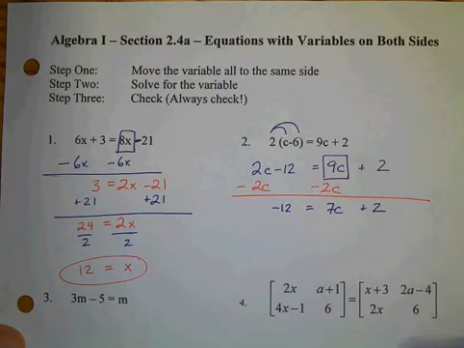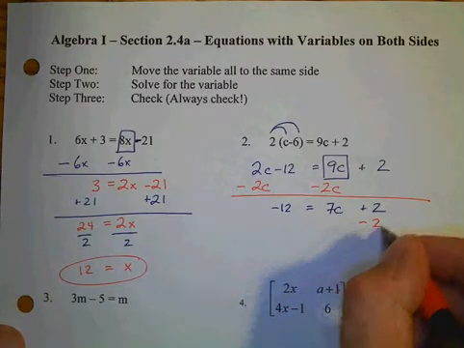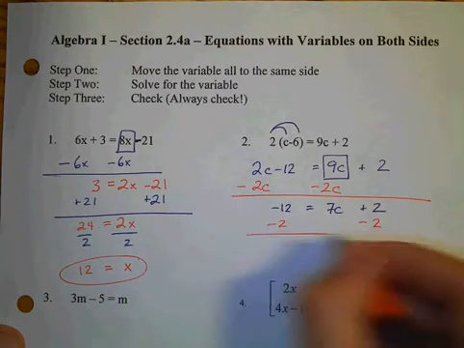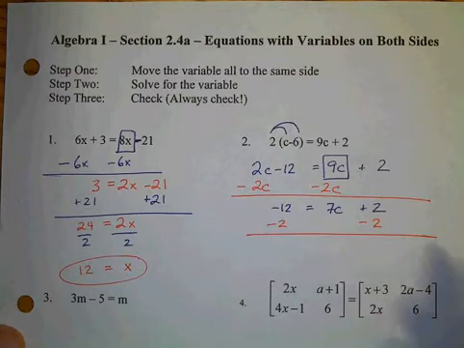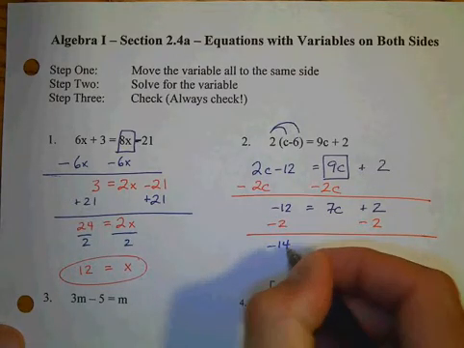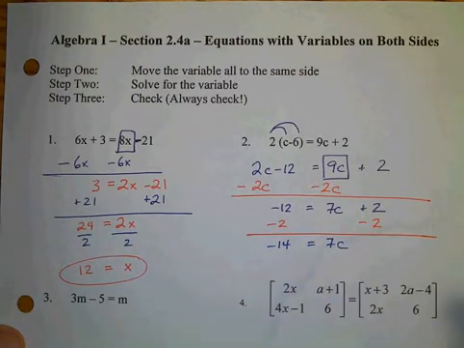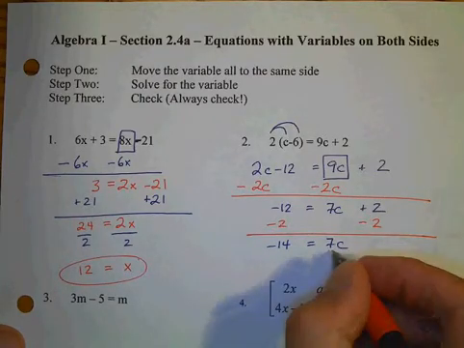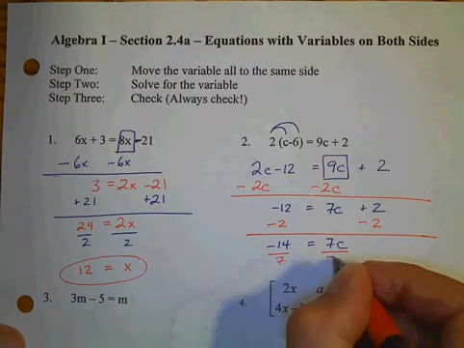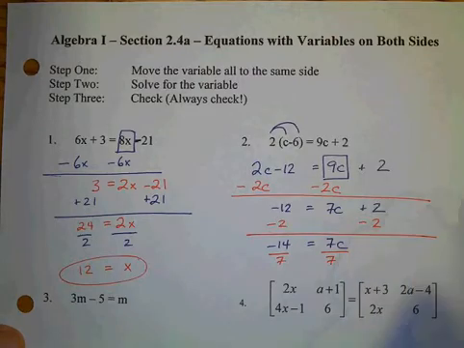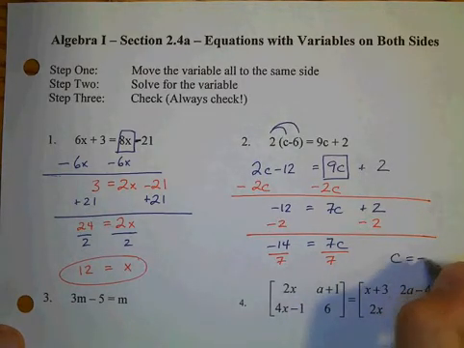Now I want to isolate the 7c, so I'm going to subtract 2 from both sides. Negative 12 and negative 2 make negative 14 equals 7c. To solve for c, we divide both sides by 7, which gives us an answer of c equals negative 2.